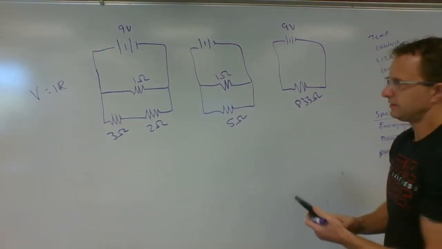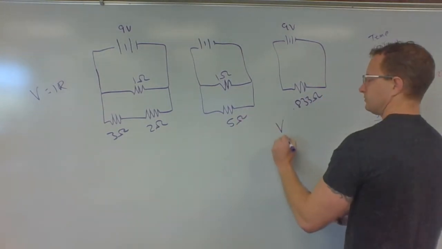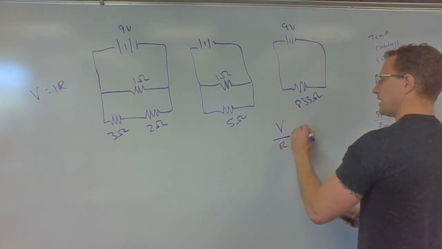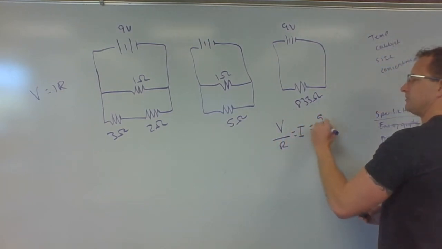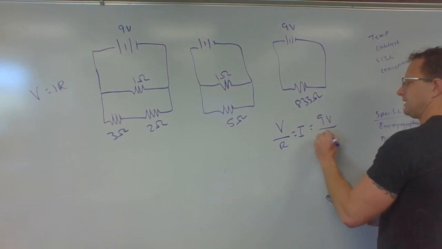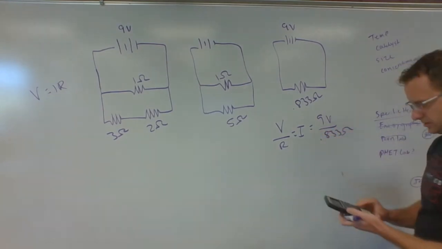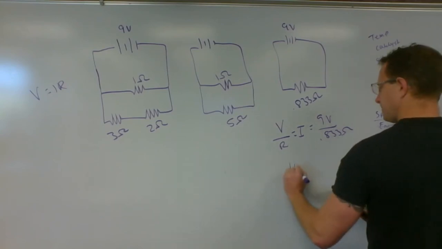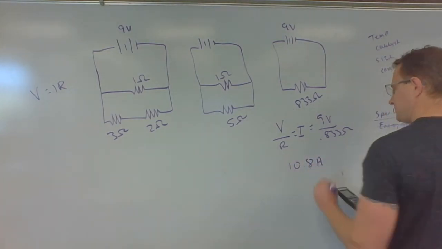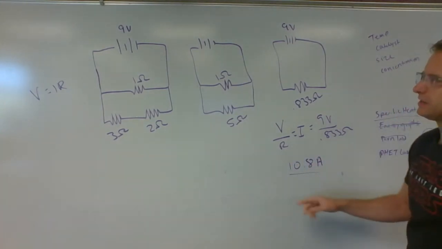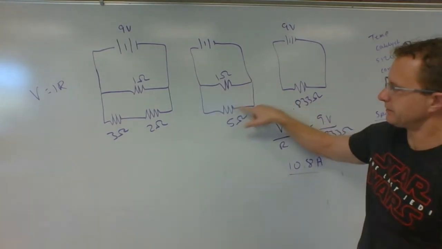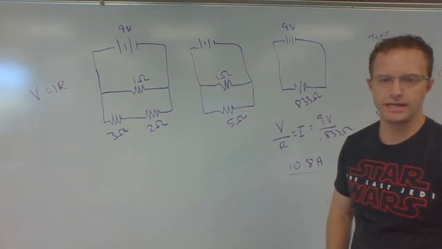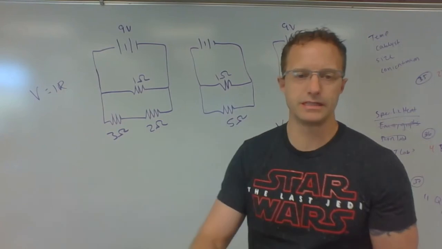So we'll do V equals IR, so V over R equals I. So 9 volts over 0.833 ohms. So 9 divided by 0.833 gives us 10.8 amps as my total current, right? So some of that current would go here and some of that current would go here. We'll deal with that tomorrow. Let's look at another one. It's a little bit more complicated.